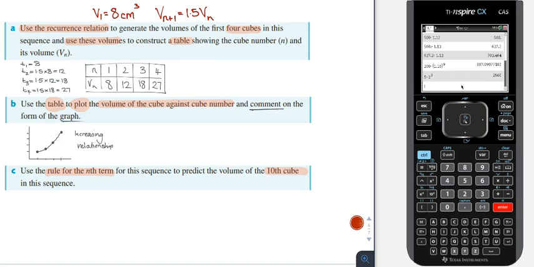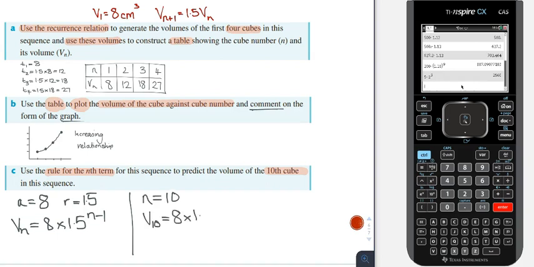Use the rule for the nth term for this sequence to predict the volume of the 10th cube in this sequence. To do this, we need to know our first term and our ratio. So a equals 8, r equals 1.5, which means that the general term or the rule for the nth term is Vn equals 8 times 1.5 to the power of n minus 1. Note, I'm not using Tn. I'm using Vn because that is what the question gave me.